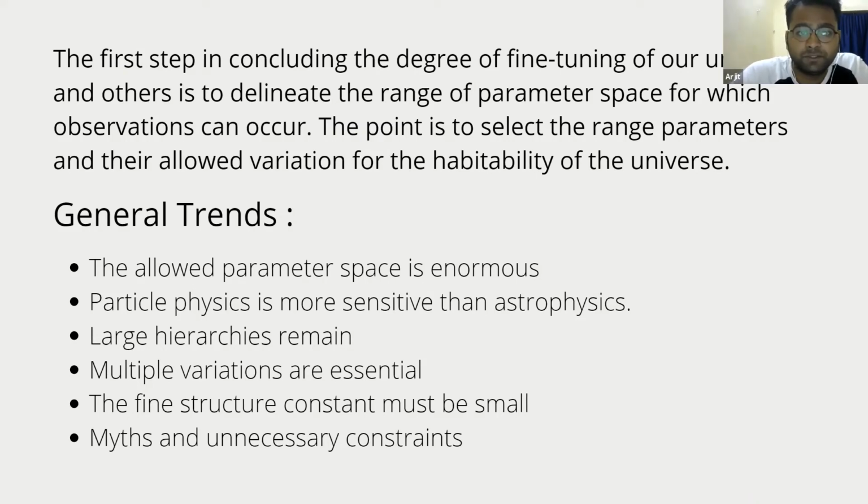Moving on to the next point, multiple variations are essential. More possibilities for a working, successful universe arise if more than one parameter is allowed to vary. There's more probability that we end up with observers, a successful universe, as we say. Our universe does not lie in the center of parameter space, as we came to know, and the range of viable parameters is often asymmetric and seldom considered in only one direction.